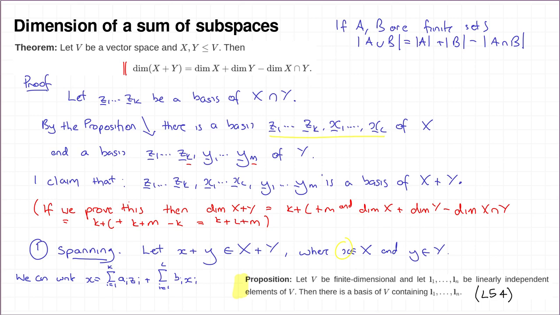And of course we can do the same for y, right? We have a basis Z1 up to ZK followed by Y1 up to YM for Y. So we're just going to write this little y in terms of that basis. So it'll be the sum of some scalar c_i times z_i plus the sum from i equals 1 up to m of some scalar d_i times y_i.